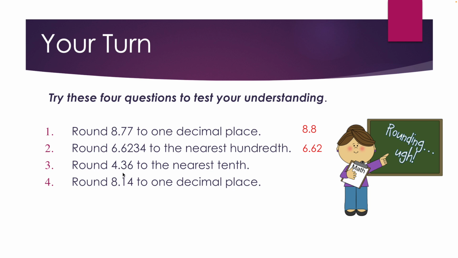Number 3, we're rounding to the nearest tenth. So I'm cutting it between the 3 and the 6. So I look at the 6, and the 6 tells me I need to go up to 4.4. And last one, we're rounding to 1 decimal place or the nearest tenth. So I'm cutting between the 1 and the 4, and the 4 tells me that I stay at 8.1.